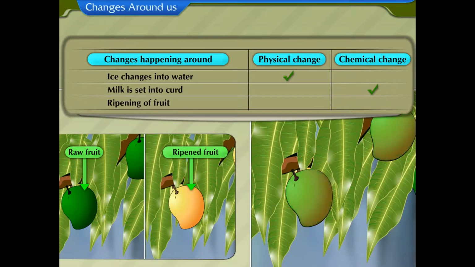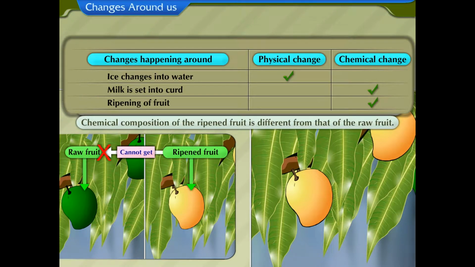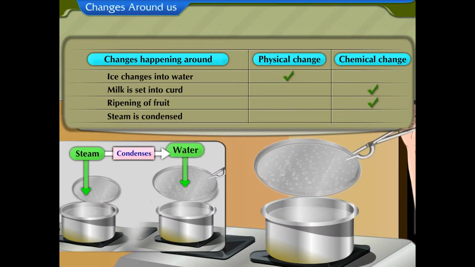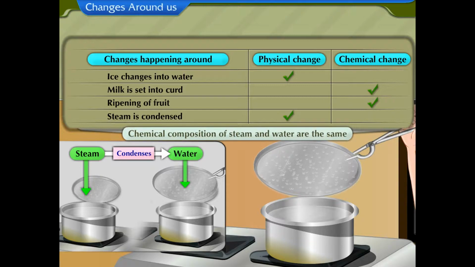Ripening of fruit. This is also a chemical change as we cannot get the raw fruit back from the ripened fruit. The chemical composition of the ripened fruit is different from that of the raw fruit. Steam is condensed. This is a physical change. Steam condenses and becomes water. The chemical composition of steam and water are the same.